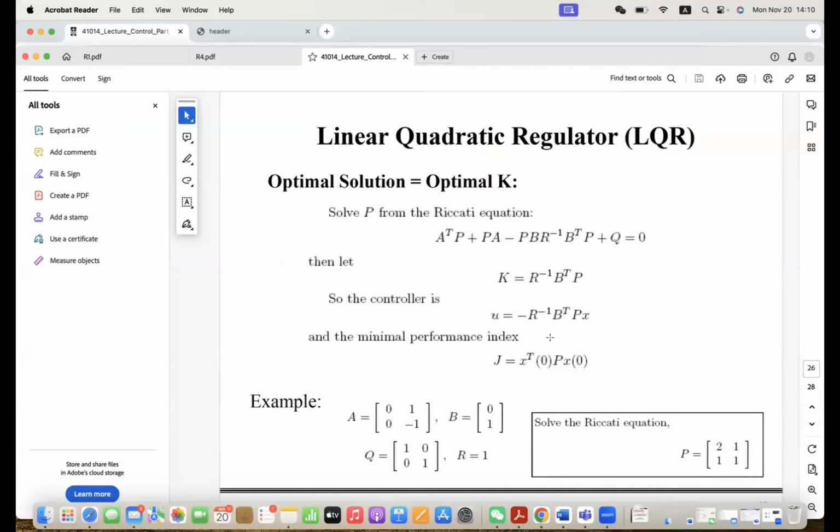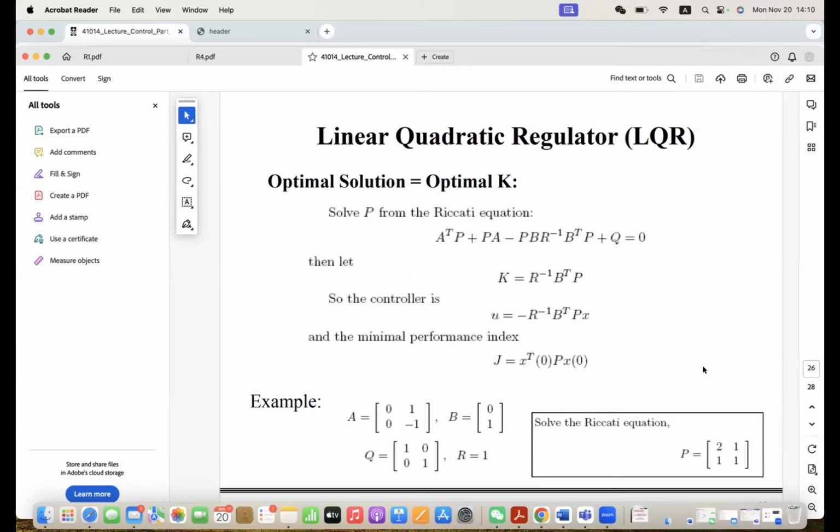So the main purpose is we try to minimize the performance index, right? And how to do it is finding a K to minimize the performance index. The first step is getting P from this Riccati equation, and from this Riccati equation you need the R and Q. Normally it's given. And then from P you can get K, and from K you can get U, and that's everything.